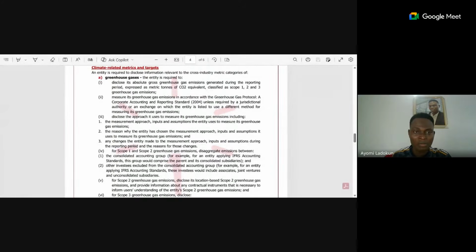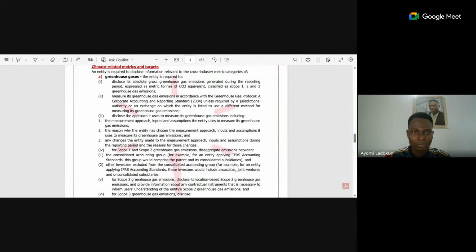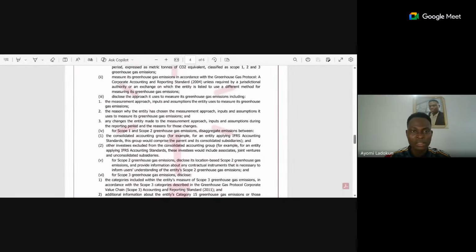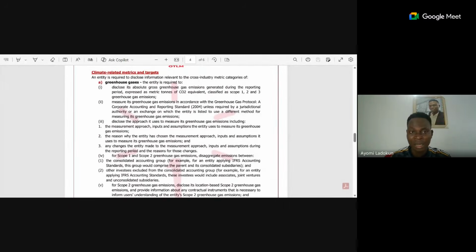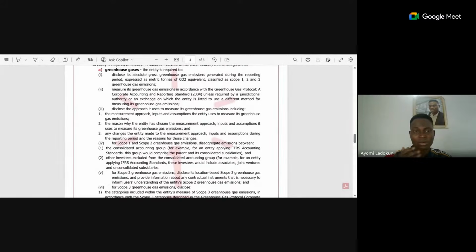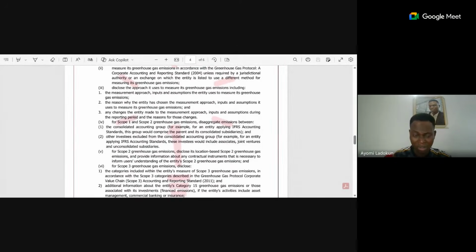Then how do you measure your greenhouse gas emission in accordance with the greenhouse gas protocol? Then you also have number, let me see. Okay, so as you can see, A there is greenhouse. So under that, A is now divided into 1, 2, 3 in Roman figures. Then you also have some other breakdown.